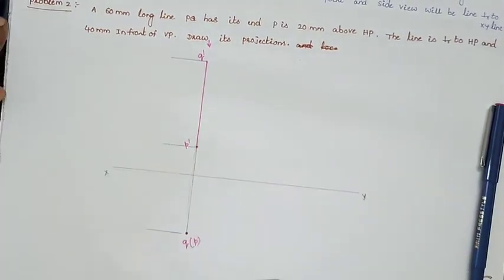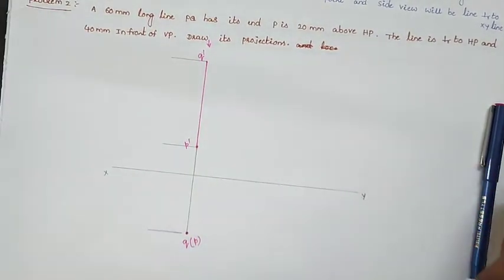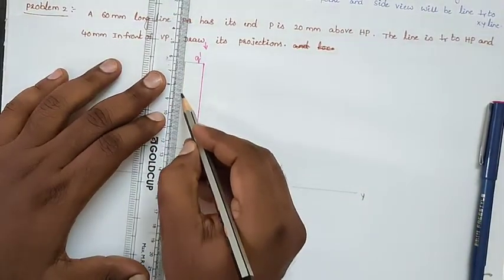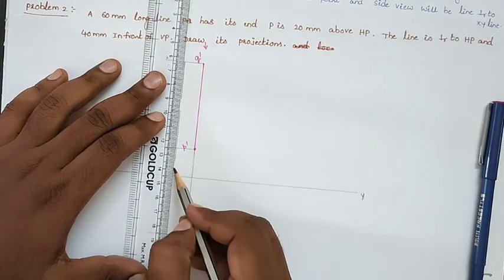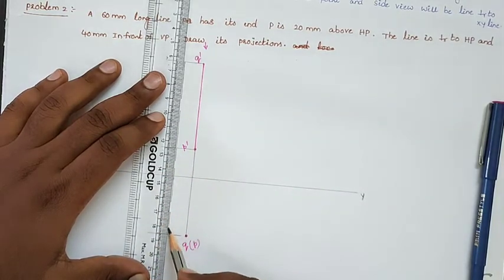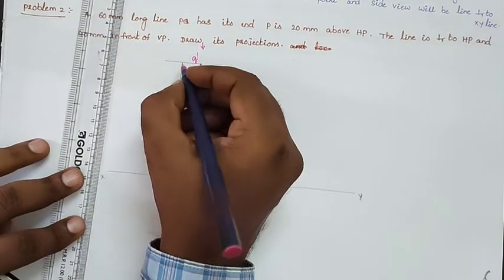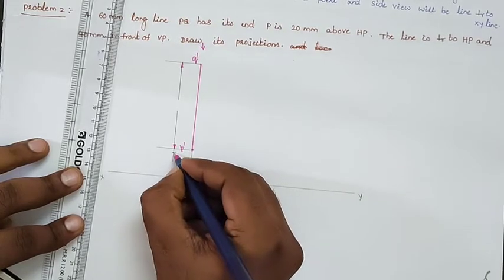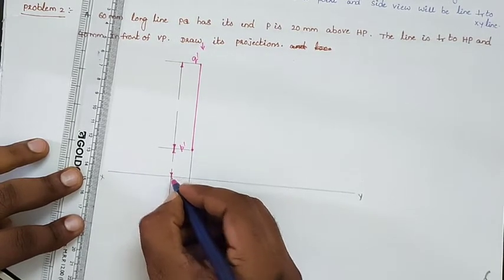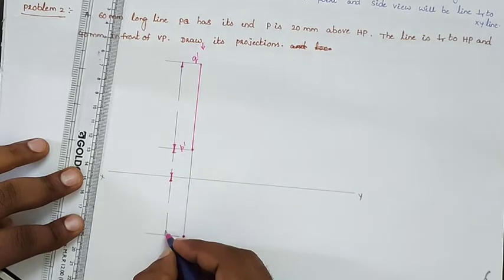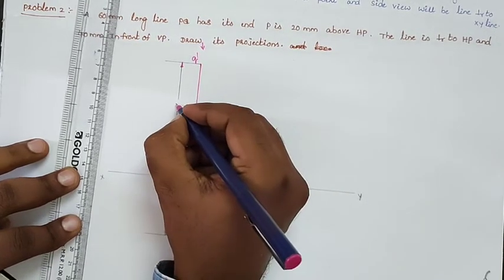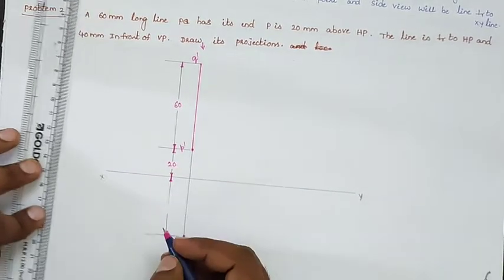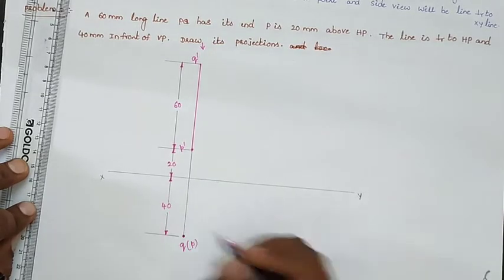Draw the projections one by one here. I am representing the projections here. So this is 60 mm, 20 mm above HP and 40 mm in front of the VP.